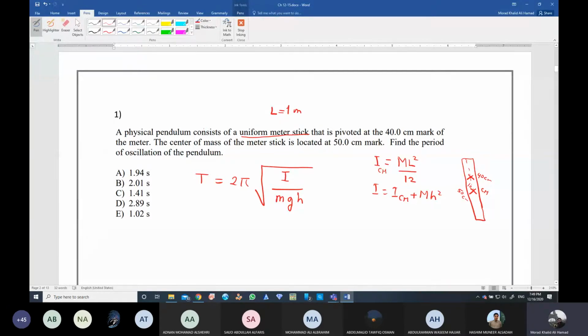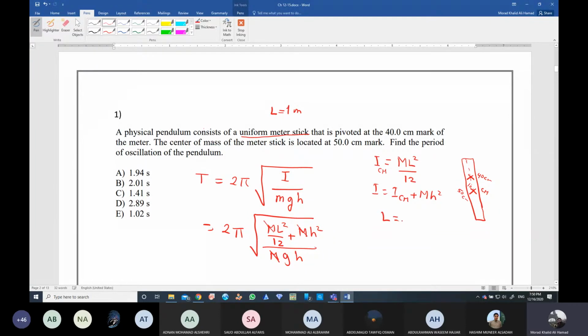And we can substitute it in this equation directly. So the period is equal to 2 pi square root of (m L squared over 12 plus m h squared) divided by m g h. Here we need some mathematics. If you take m as a common factor, you can eliminate m with the m in the denominator. So we can eliminate this one and this one with this one.